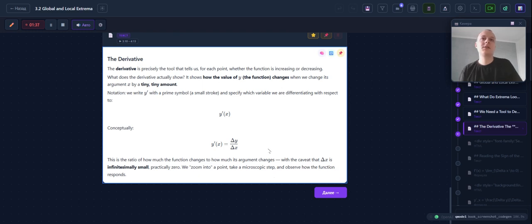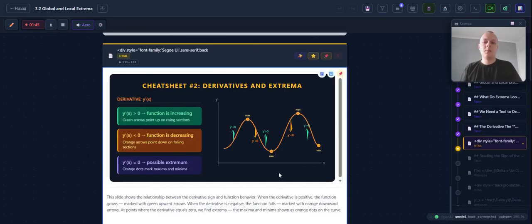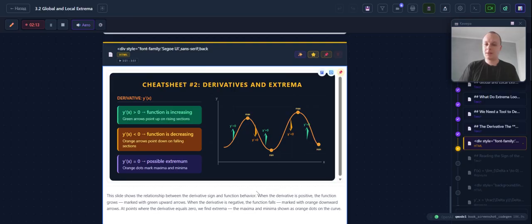And it allows us to see if our function is increasing or decreasing at a particular point. Basically, if we have a positive derivative, it means that our function is increasing at that point. If it's negative, it means our function is decreasing at that point. And if our derivative equals zero, it means it's possibly an extremum point. It's either a maxima or minima point. That's it.